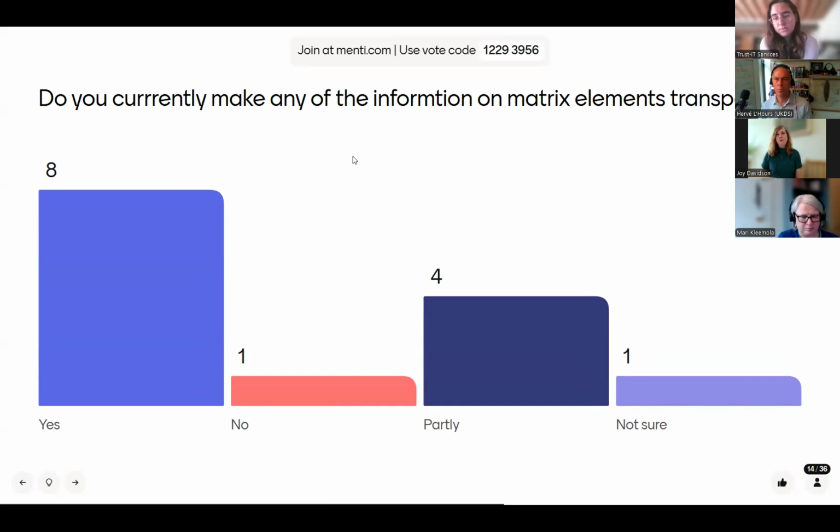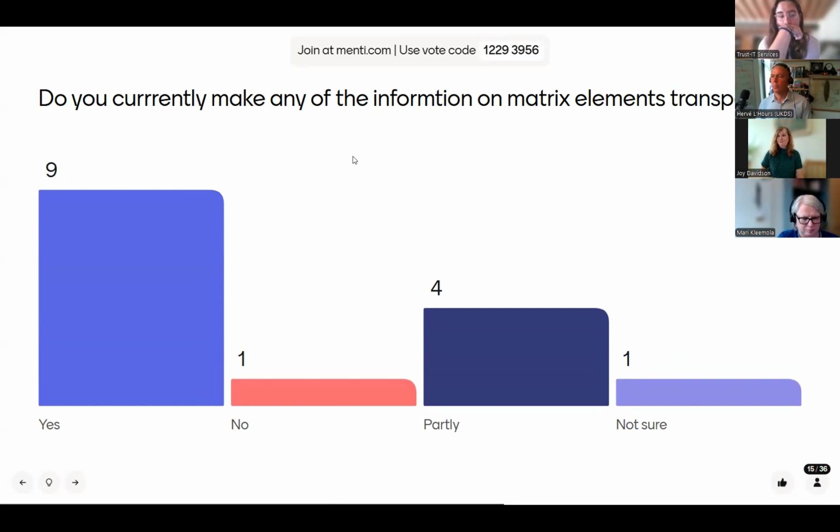But so most people said that they can provide information. The next question is about whether you're currently making that information transparent. So again, we've got options: yes, no, partly, and not sure. And I think we're seeing here kind of more coming up on the partly. So again, quite a lot of you are already doing this, which is great. And again, if you are already doing this, we would love to know how you're doing it. So again, as Hervé said, we can share this kind of evidence and good practice and let other people copy you. So feel free to let us know how you're doing it.